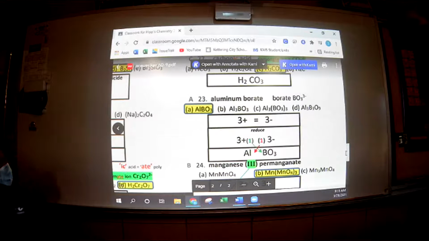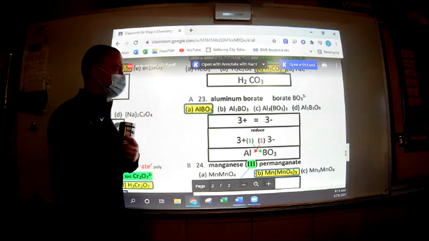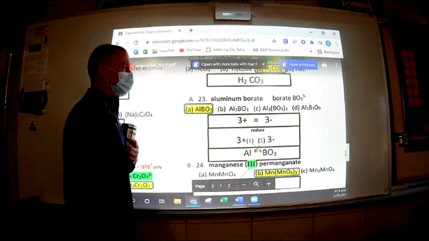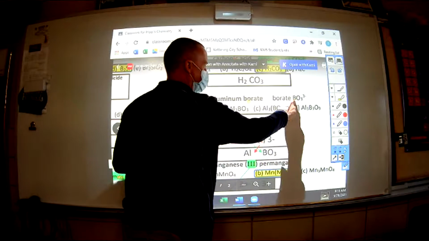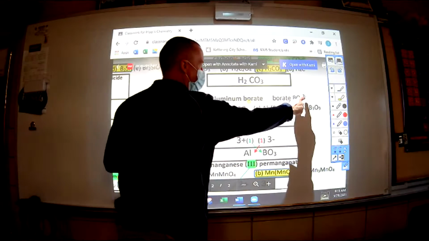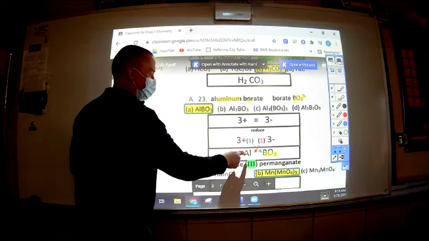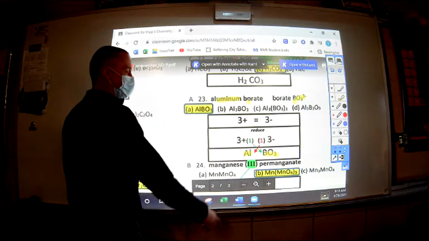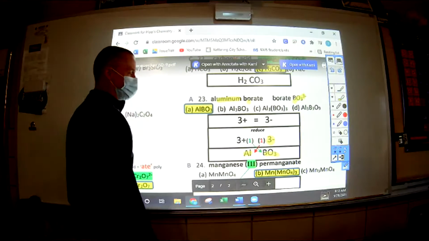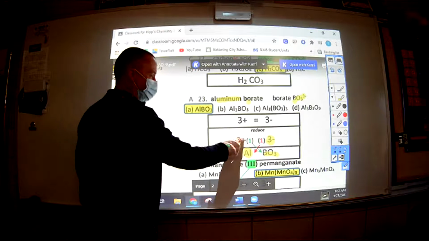Aluminum borate. Well, I have a metal here, so it's probably going to be ionic. The borate is a polyatomic ion. No surprise, it has the element boron in it. The borate ion is BO3 3-, so we write that. Aluminum is Al, we write that. I have to know that the borate ion is 3-, so I write its charge above it. I look on the periodic table, aluminum is in Roman 3, so it is 3+.